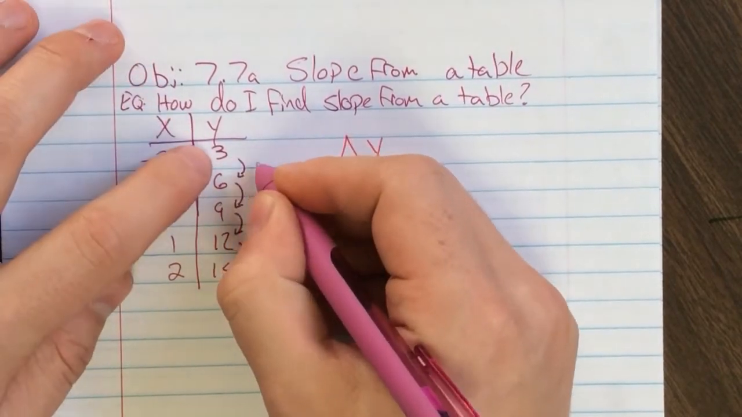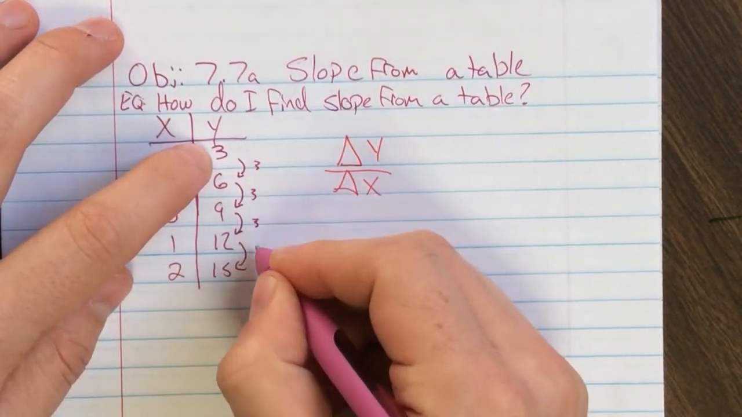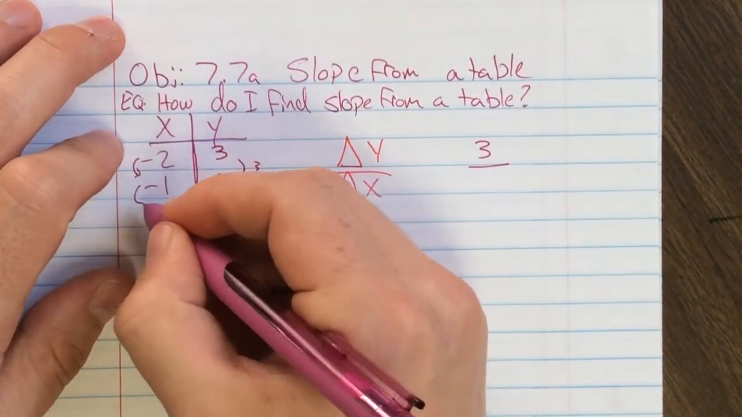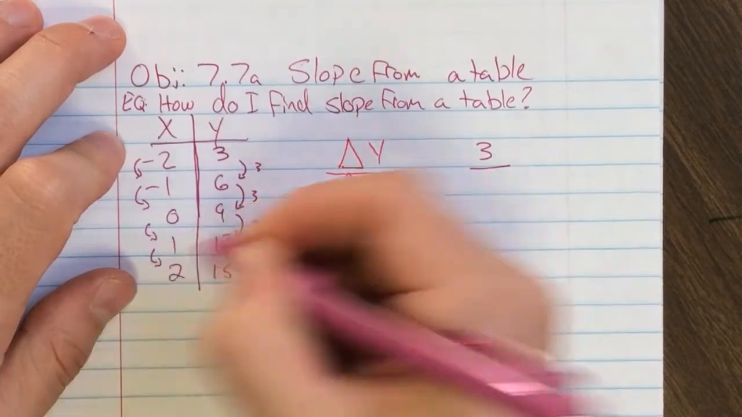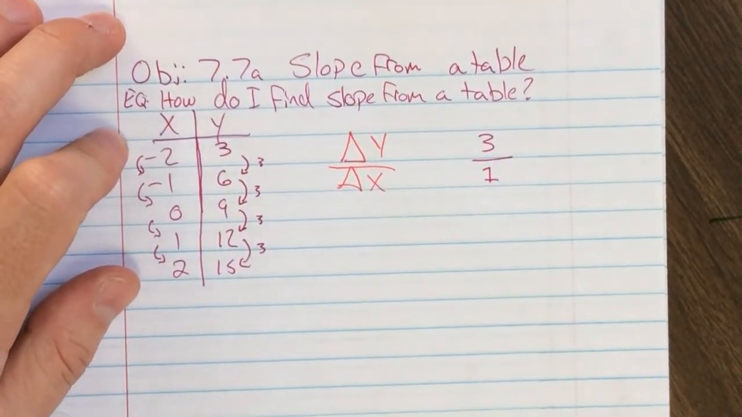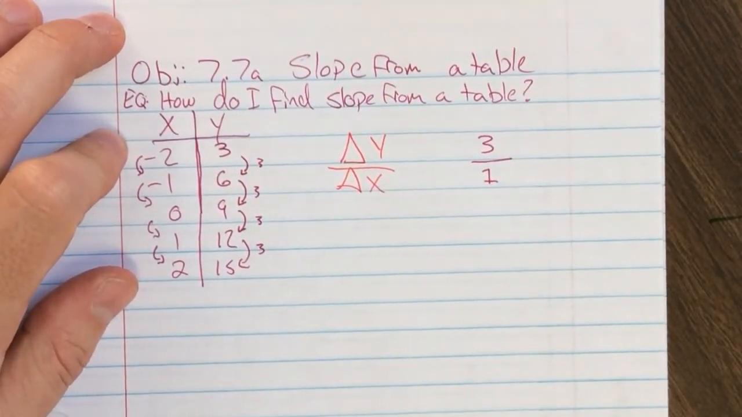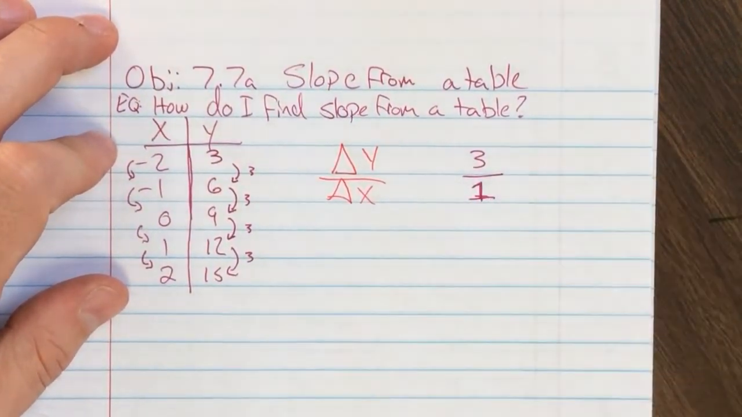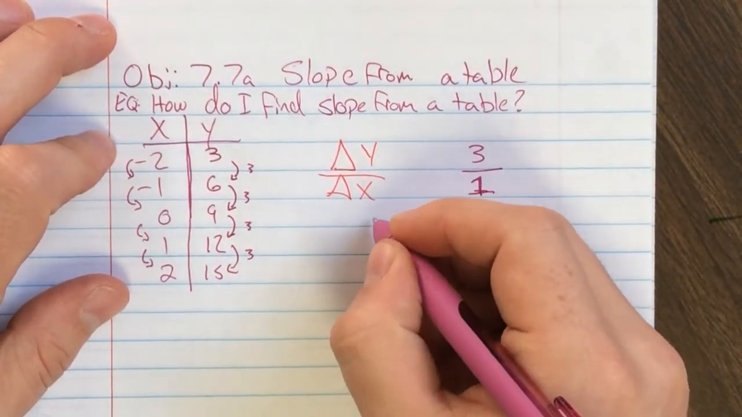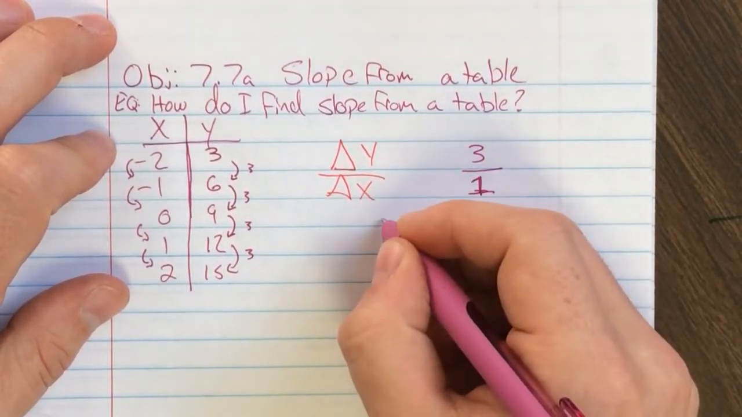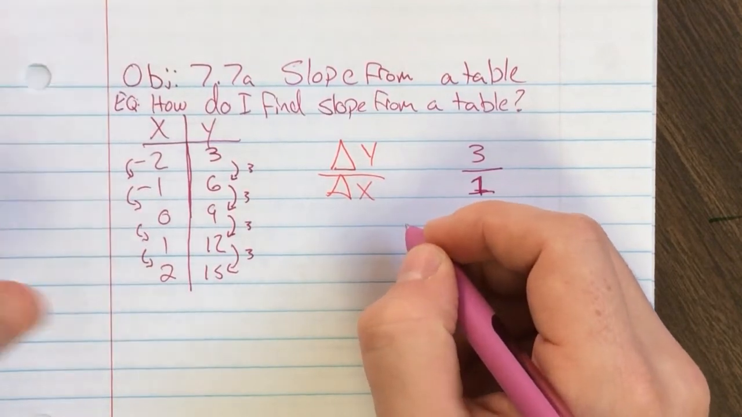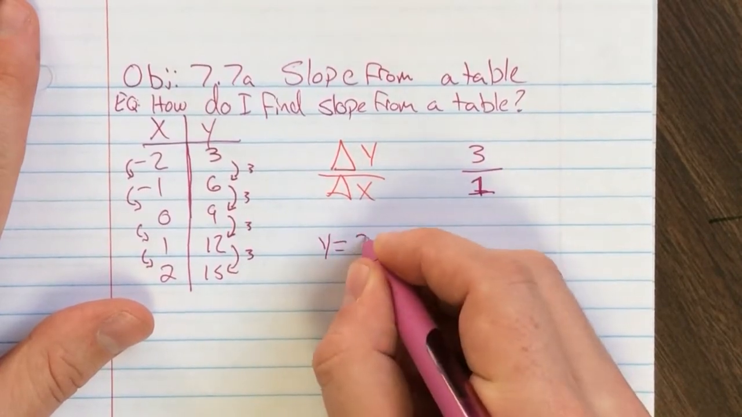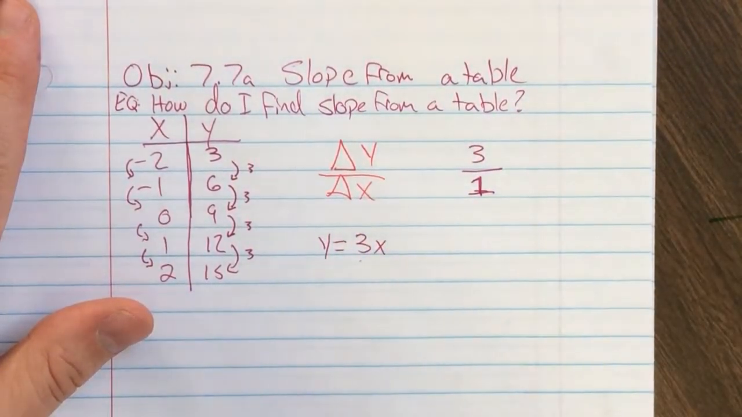So we're going to go right here. This is increasing 3 every single time. So y is changing 3, whereas your x value is changing 1 every single time. So it should be 3 over 1. When you have 3 over 1, you can just know that this is the fraction version of a whole number 3, right? So your equation can start off with y equals 3x, because that's your slope.